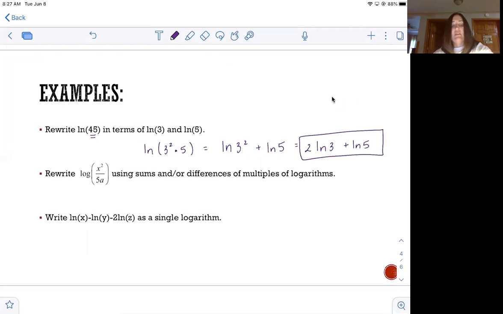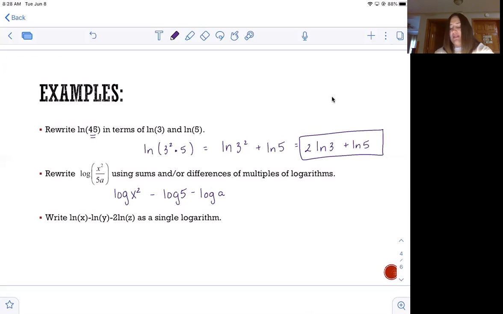Now, on the next one, rewrite this log as sums and differences of multiple logarithms. So again, we're doing the same thing. If it is on the top, we're going to say it's positive. On the bottom, we're going to say negative, because with the division, remember, we subtract. So we would say the log of x squared, that's going to be our positive piece, minus the log of 5. Now a is also on the bottom, so I'm going to say minus the log of a.